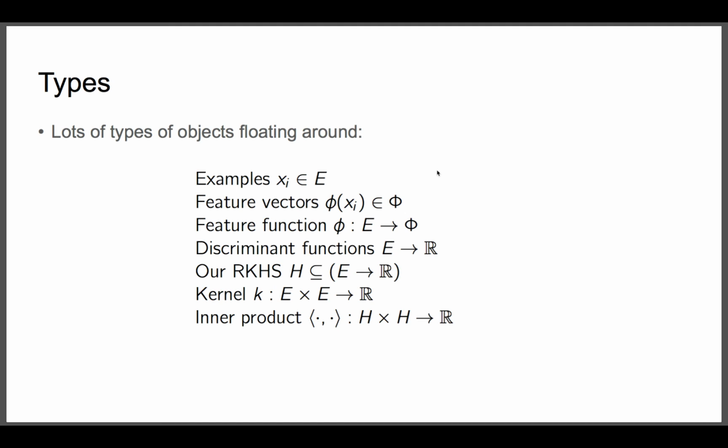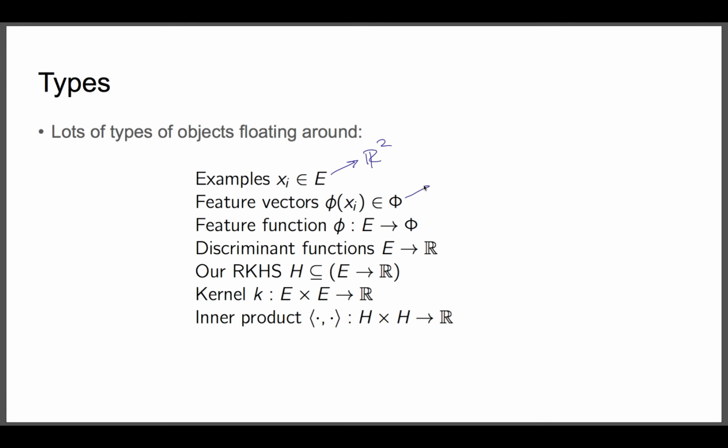So in particular, it can get pretty confusing to think of all of the different types of objects that are floating around when we're doing this, right? So we have our examples, right? These are the crosses and the circles. These are points in what I'll call our example vector space E, which is going to be, in the examples so far, R2. Then we have feature vectors, and these are what we get when we apply our feature transform to one of our examples, and I'll call that the feature vector space, right? It's the space of feature vectors.